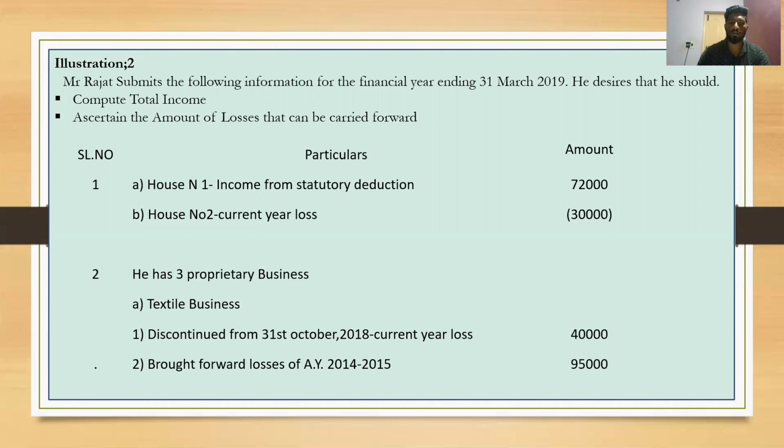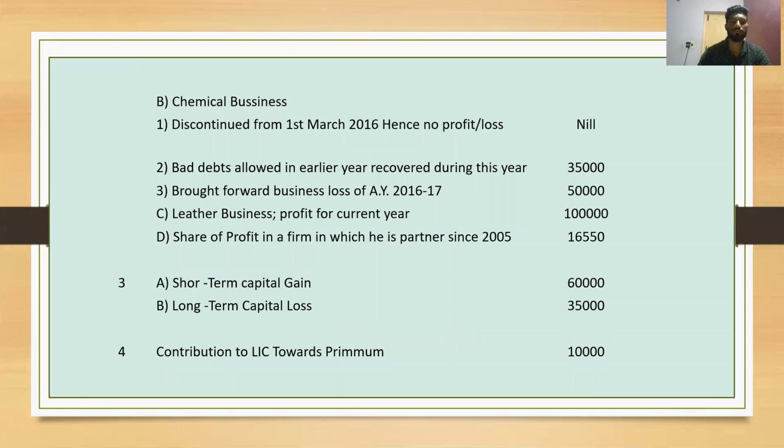He has three proprietary businesses, under PGBP. The first business is a textile business, discontinued from 31st March 2018. Current year loss is 40,000 rupees. Brought forward losses of assessment year 2014-15 is rupees 95,000. The next business is a chemical business, discontinued from 1st March 2016. Hence there is no profit, no loss.